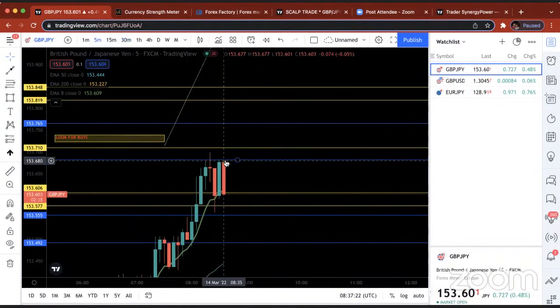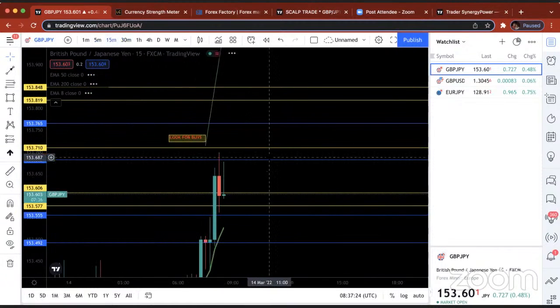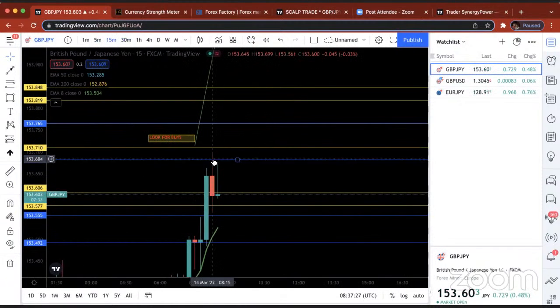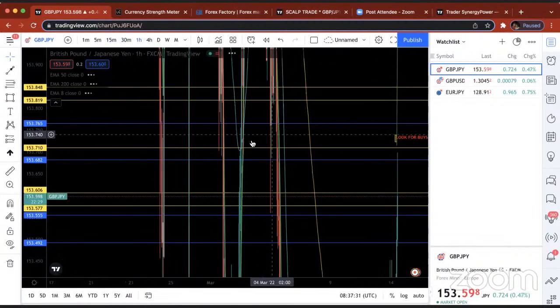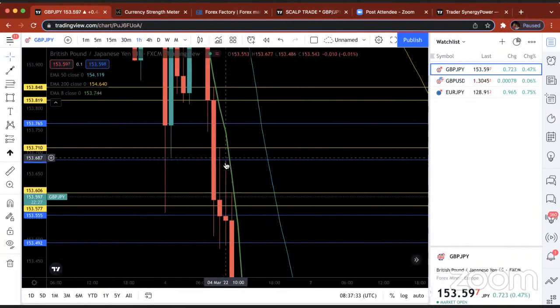You can see it's rejecting this 4 hour zone on the 5 minute. If you look in real close, the price is kind of rejecting this 4 hour zone, just like it did previously. Just like it did right here.